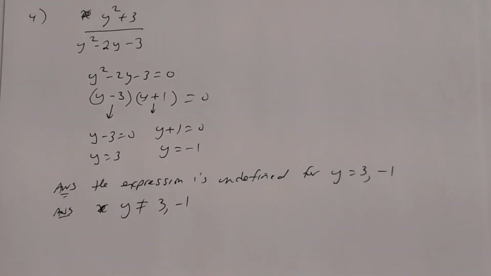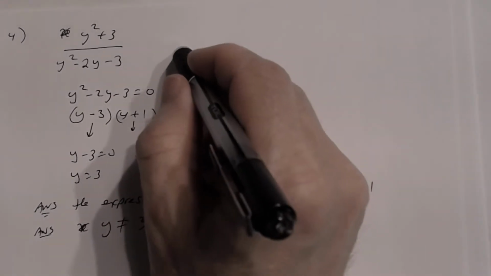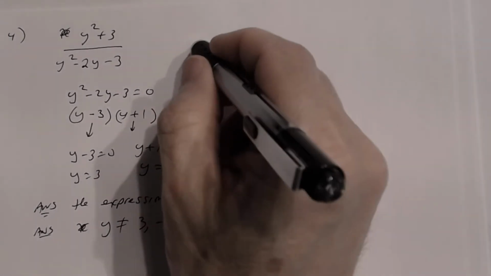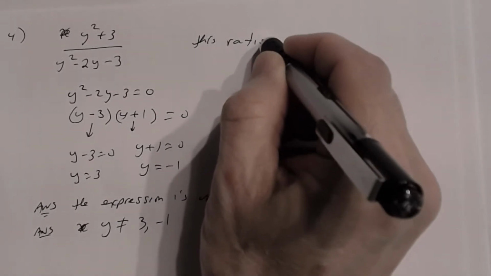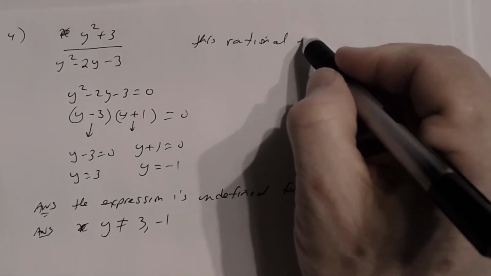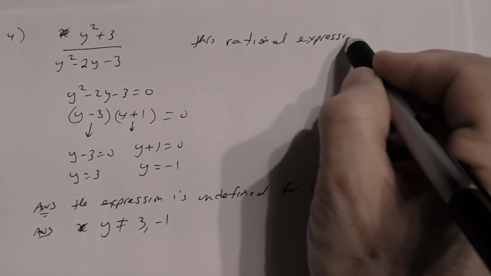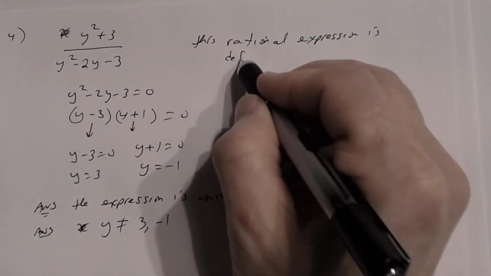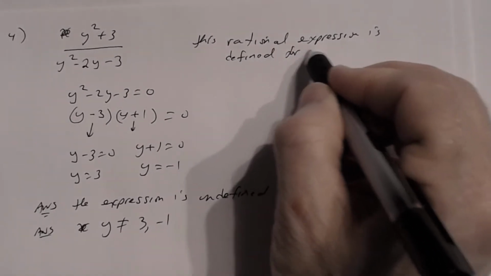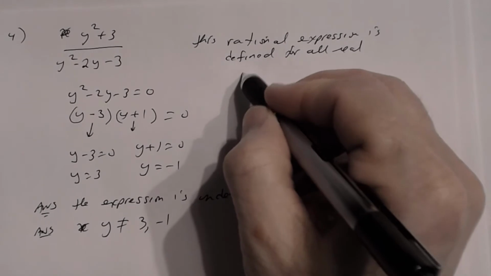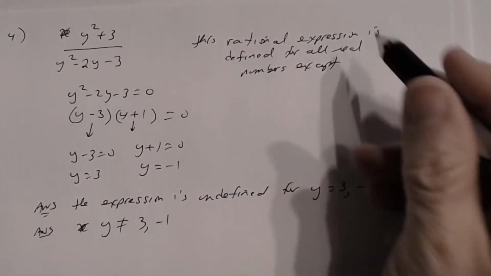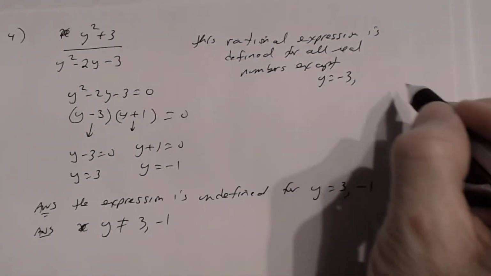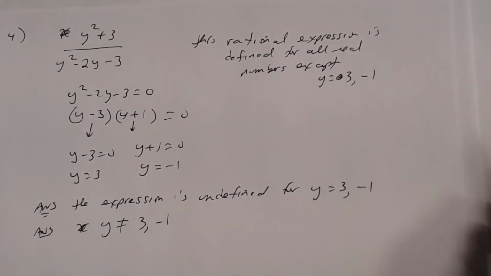Now, let me just remind you about this. What you just found is that this rational expression is defined for all real numbers except y equal 3 and negative 1. That's what you found.